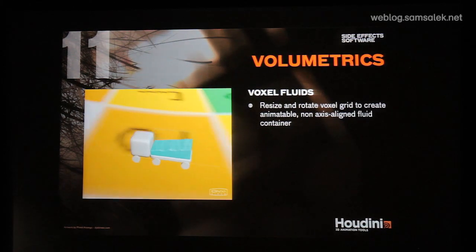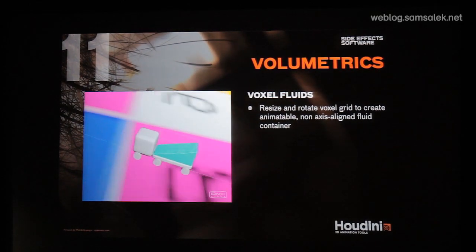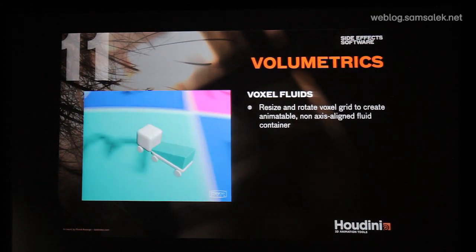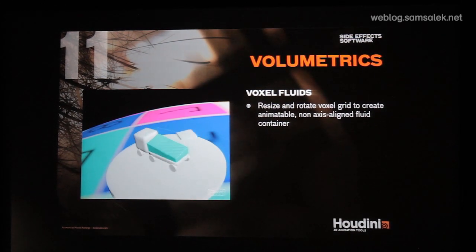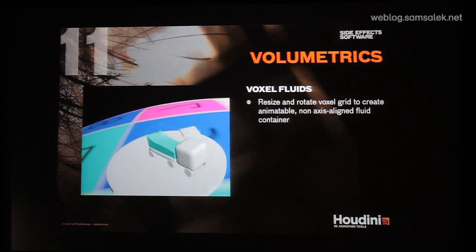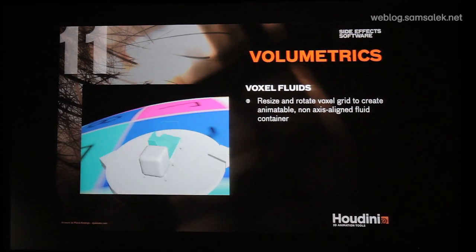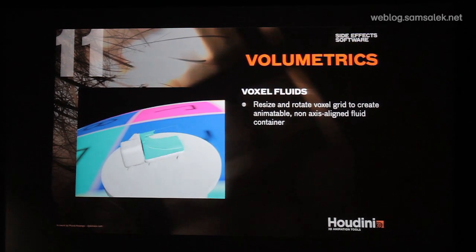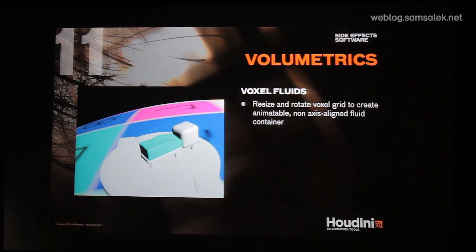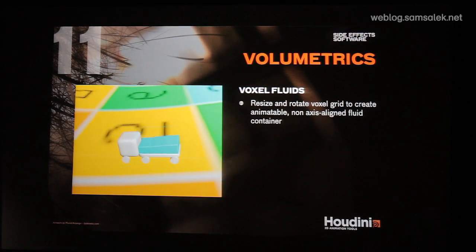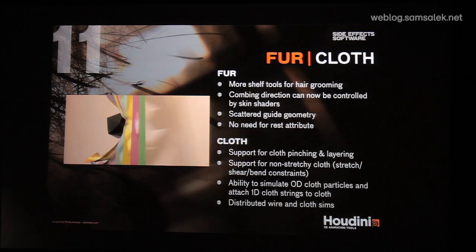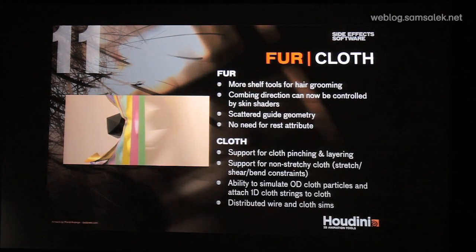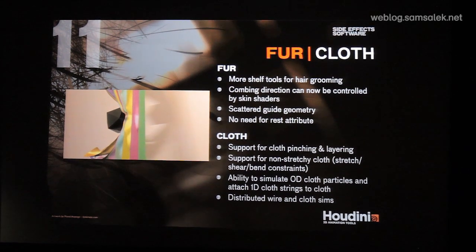Another thing we did is voxel fluids rotating, so we can now rotate a voxel grid to an animating truck. That just means less fluid loss, really, because the volume container can now travel with the object. And how many of you noticed that Houdini 11 has Y up now? Houdini has Y up. Next thing you know, we'll be adding units.